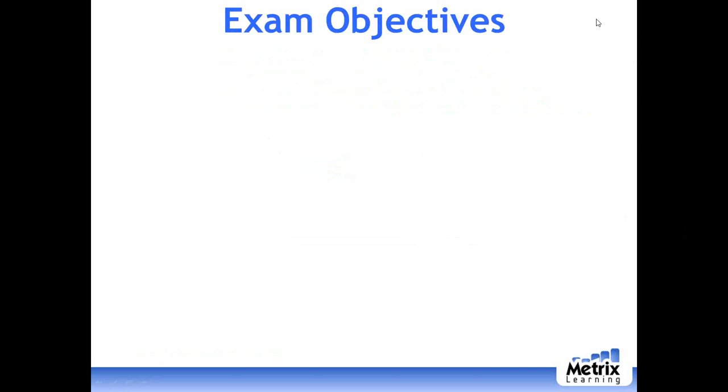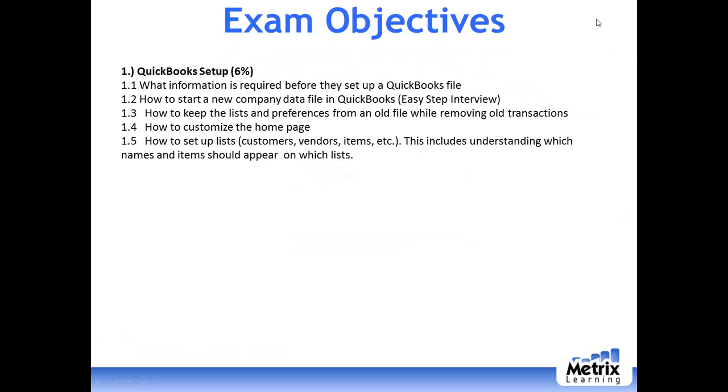So I broke this down so that it's a little bit easier on the eye. So there's the two-page document for the exam objectives. But the first section that you were asked on is QuickBooks Setup. So this is what information is required before you set up a QuickBooks file. So through the Express Start, you'll need information such as basic company information and general operations within the company. Also, how to start a new company file in QuickBooks. So, again, that's the QuickBooks setup.